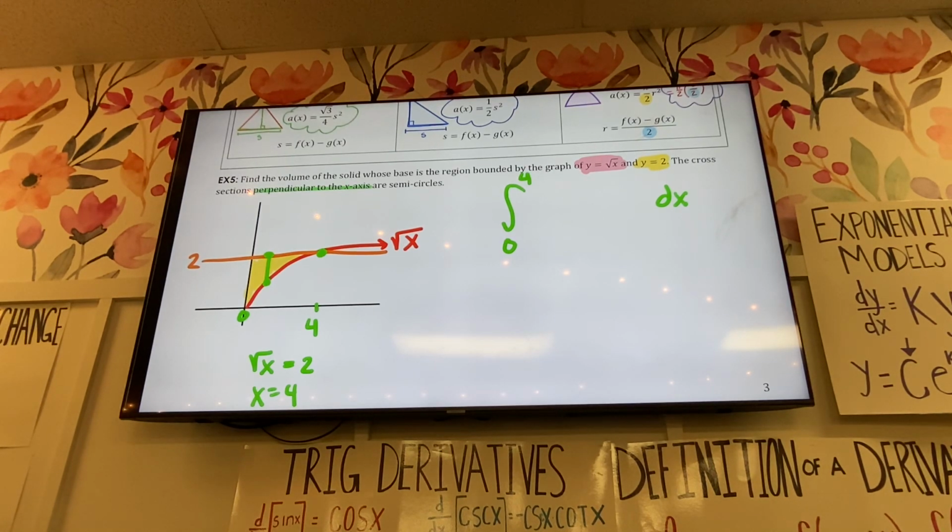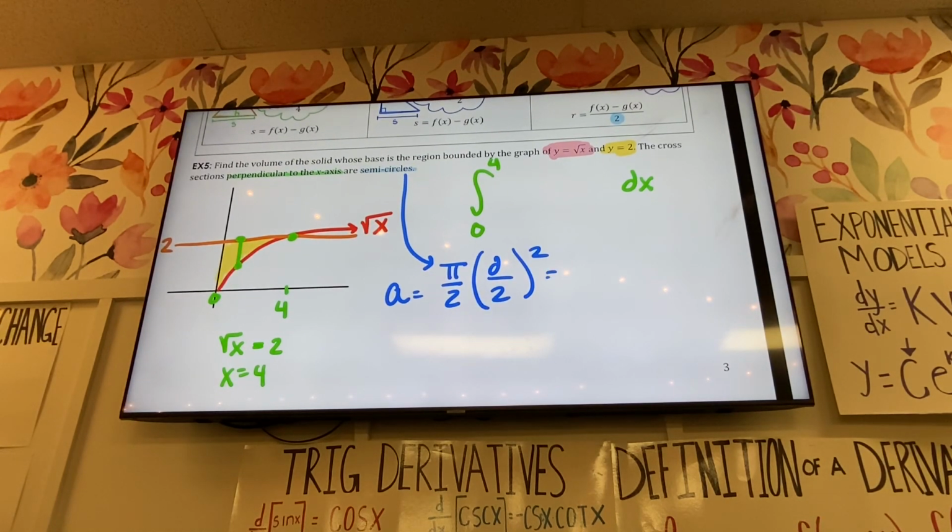And then I'm going to do my area equation. Because all that has to go inside this integral now is your area equation. So for a semicircle, that's going to be pi over 2. And then I'm going to write d over 2 squared. D being the diameter, which is top minus bottom. All right, so looking at my line, what is the top function? Y equals 2. 2 minus, what's the bottom function? Square root of x. And I need to divide that by 2 because it's the diameter.